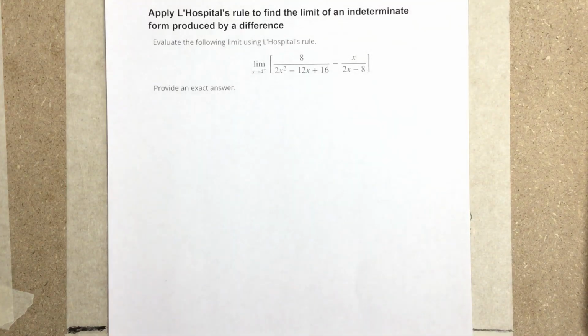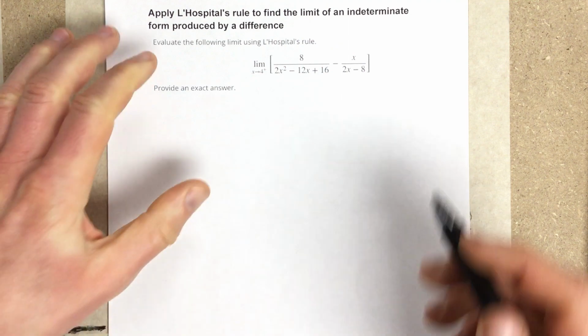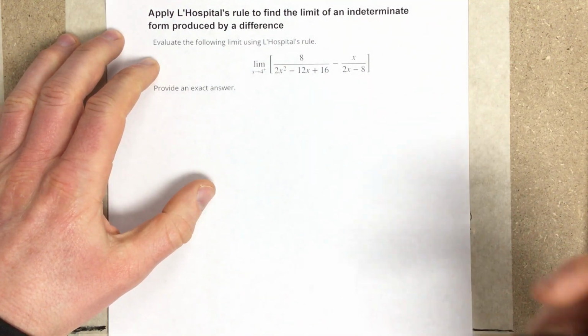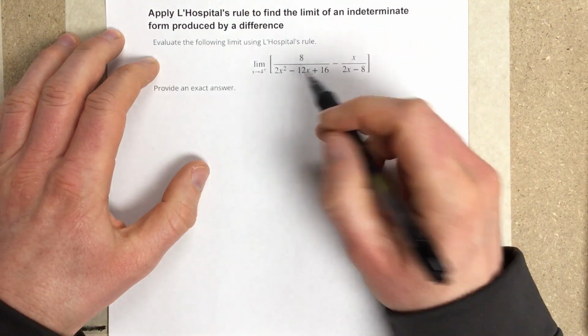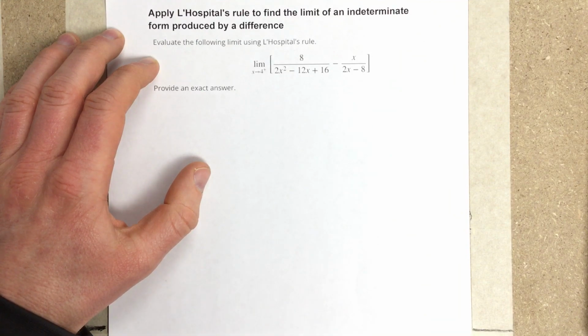In this video, we're going to apply L'Hopital's rule to find the limit of an indeterminate form produced by a difference. It says evaluate the following limit using L'Hopital's rule. They say limit as x approaches 4 from the right of 8 divided by 2x squared minus 12x plus 16 minus x over 2x minus 8. So this actually gives you a situation where you have infinity minus infinity.